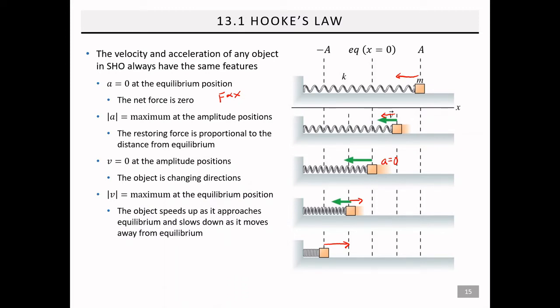Something similar happens for velocity, but in a way it's kind of the opposite. v is 0 at the amplitude positions because the object needs to turn around, and then at the center, that's when the object is moving the fastest. The arrows for velocity are already drawn in green.